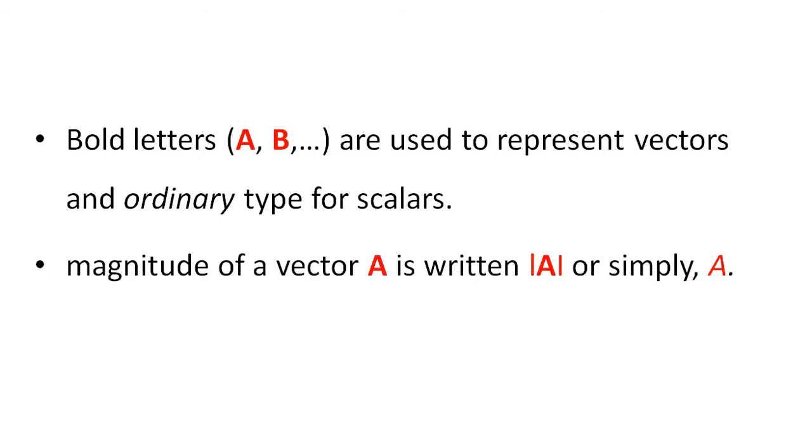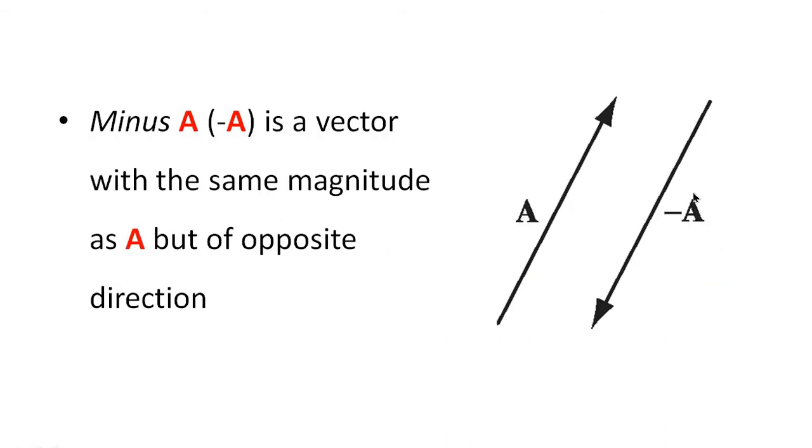Magnitude of a vector is written like this or simply italic A. Now, a vector minus A is a vector with the same magnitude but opposite to the direction of A. Minus A is a vector with the same magnitude as A but opposite direction.